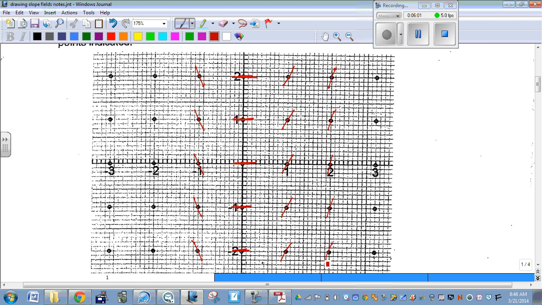And then at negative 2, when x is negative 2, slope is negative 4. So we're going to do down 2, left 1/2. Or sorry, down 2, right 1/2. And then up 2, left 1/2.